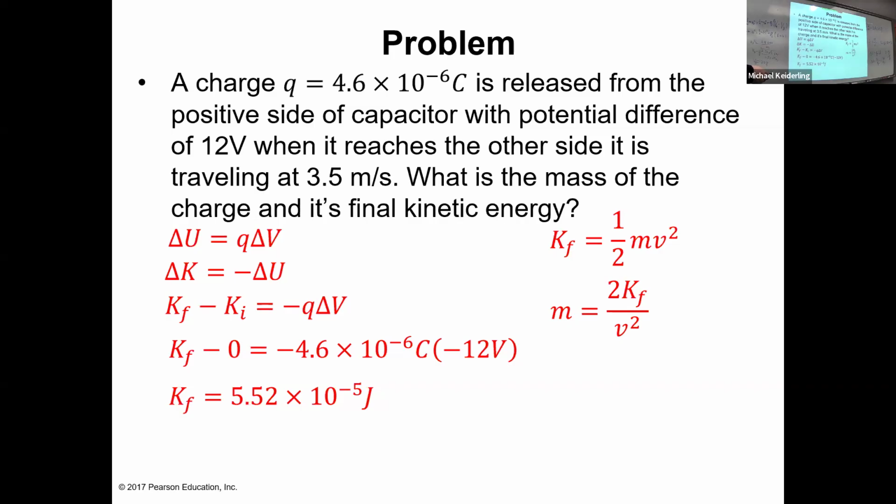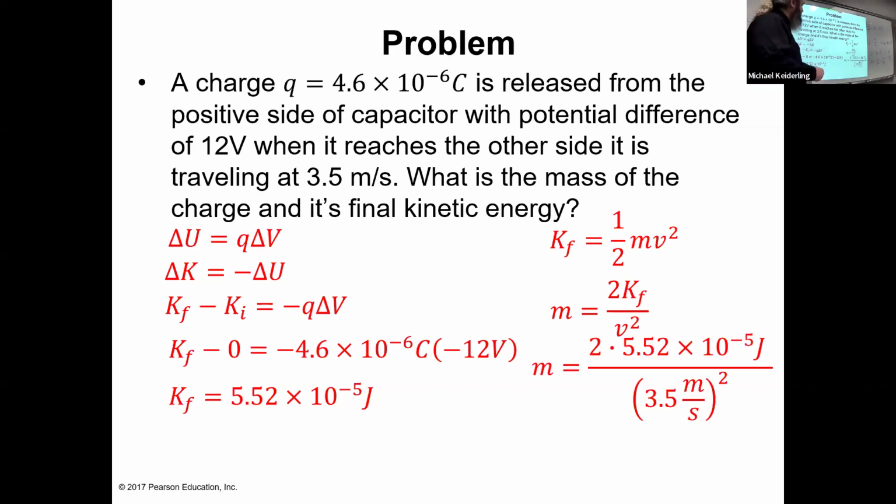So mass is 2 times kinetic energy over velocity squared. So mass equals 2 times 5.52 times 10 to the minus 5 joules divided by (3.5 meters per second) squared, which is 9.0 times 10 to the minus 6 kilograms. Any questions about that?